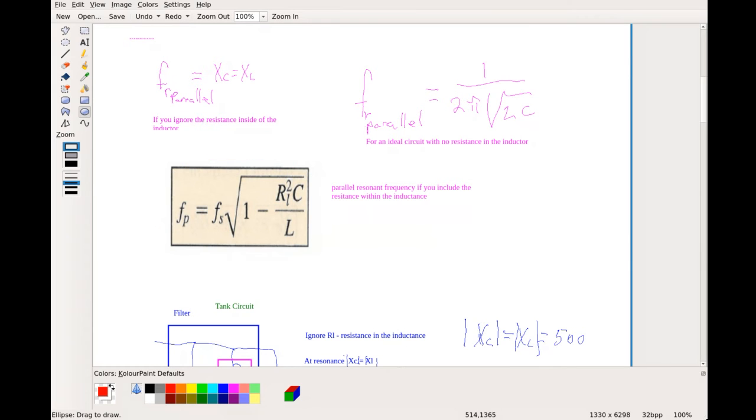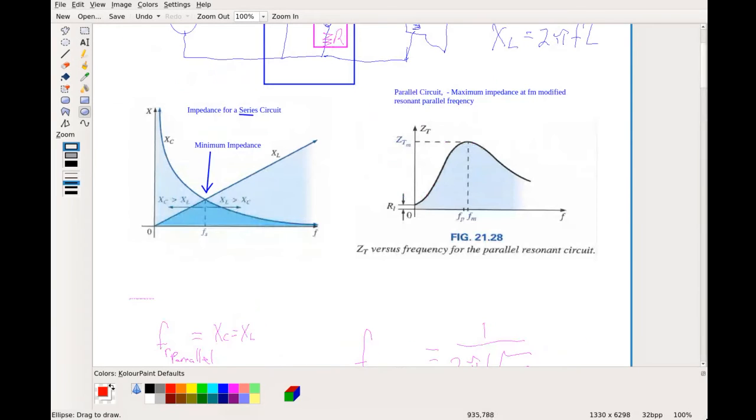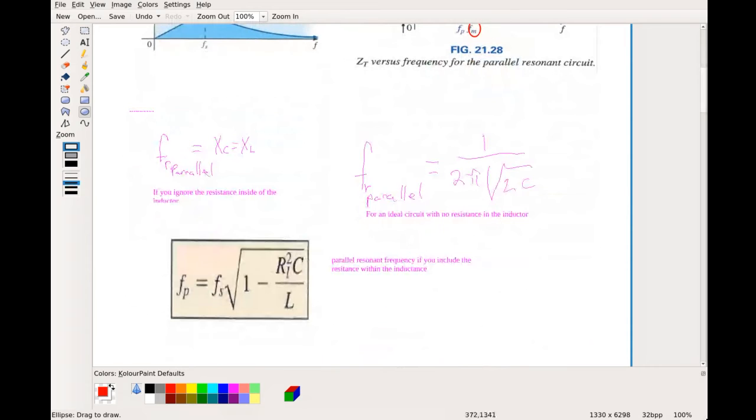So if you look at that plot up here, the true parallel frequency is shifted slightly lower, because it's reduced. This right here is actually like the maximum value here. But the true parallel frequency is just shifted due to this resistive piece here.